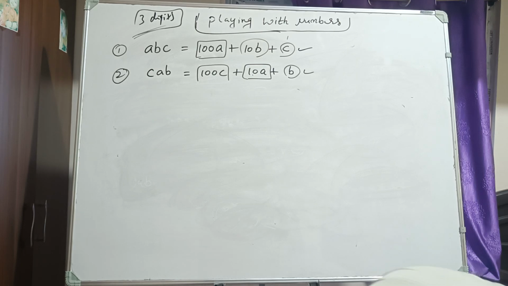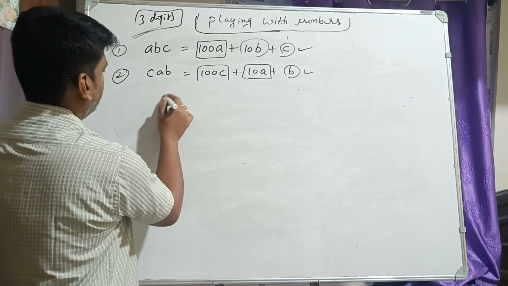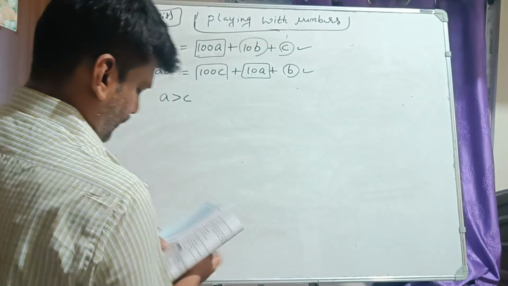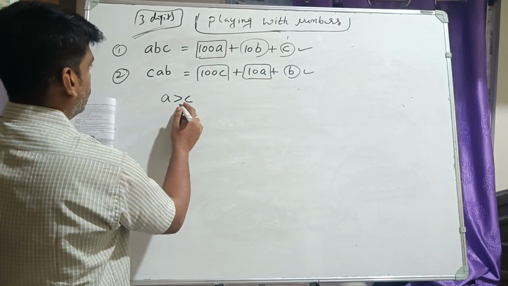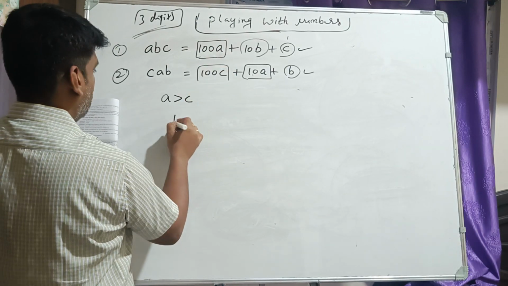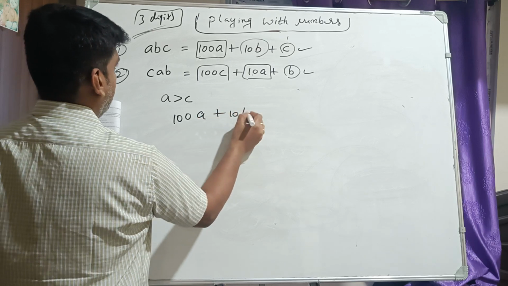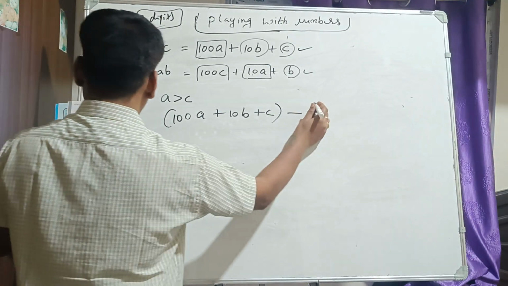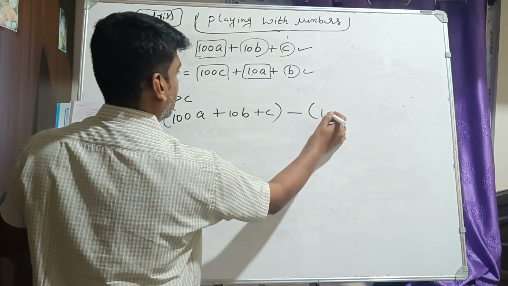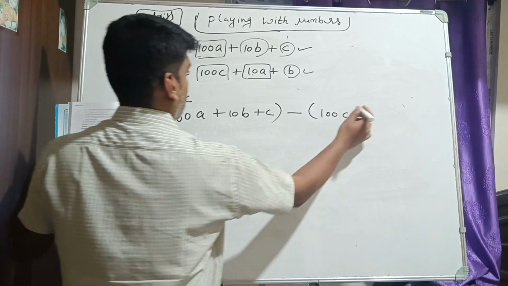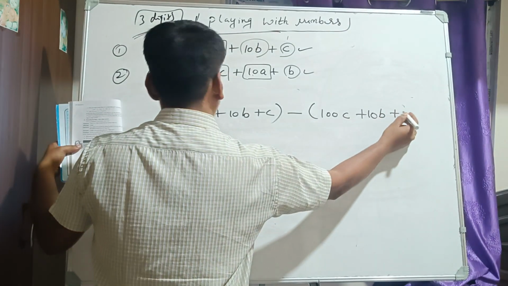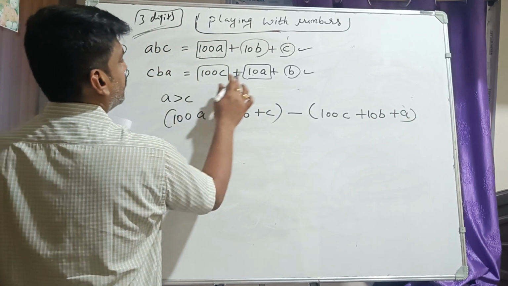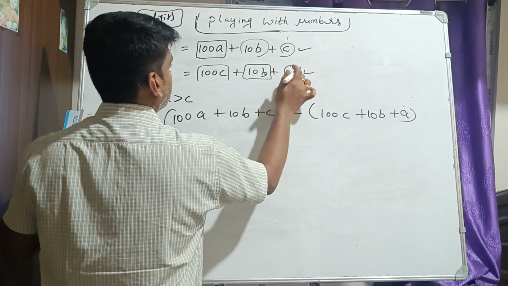For subtraction, we will take A greater than C. For this case, A greater than C. So here, when A is greater than C, we will choose this one, that is 100A plus 10B plus C, right? Since A is greater, I will take the subtraction of this. C means lesser, so it is 100C plus 10B plus A. So it is the CBA combination we have taken. You can take whatever you want, C and B, and it is A.